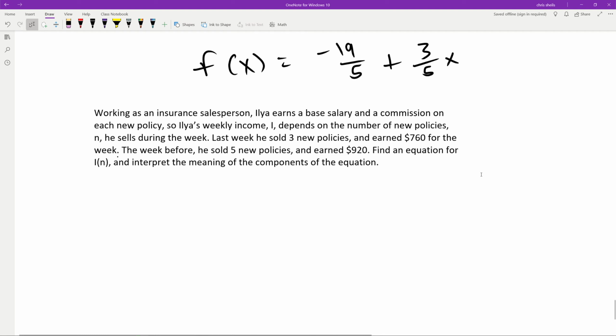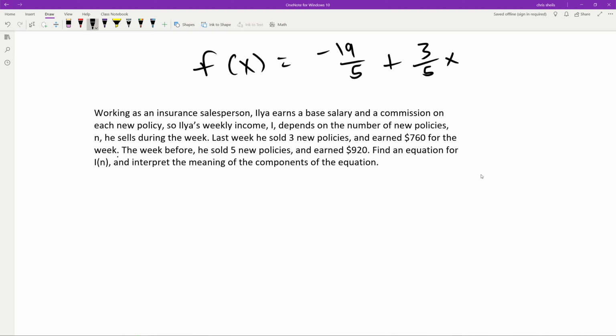Working as an insurance salesperson, Ilya earns a base salary and a commission on each new policy. So Ilya's weekly income, I, depends on the number of new policies he sells during the week. Last week he sold 3 new policies and earned $760 for the week. The week before, he sold 5 new policies and earned $920. Find an equation for I of n and interpret the meaning of the components of the equation.